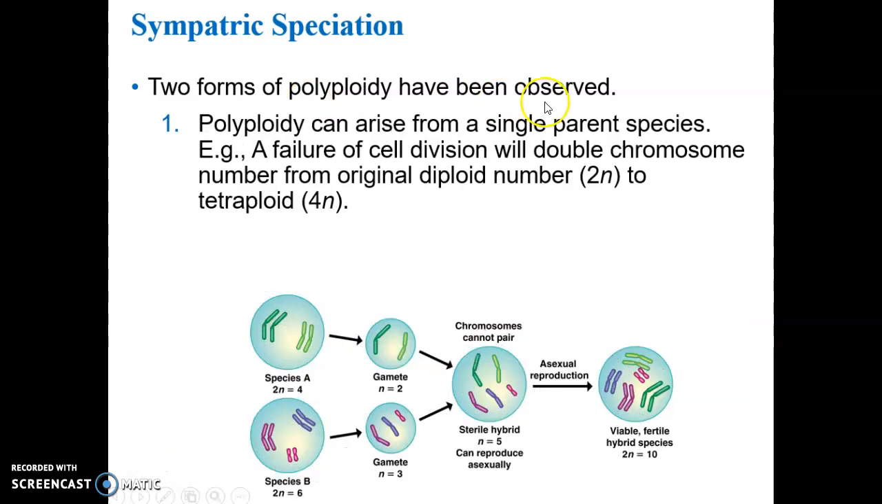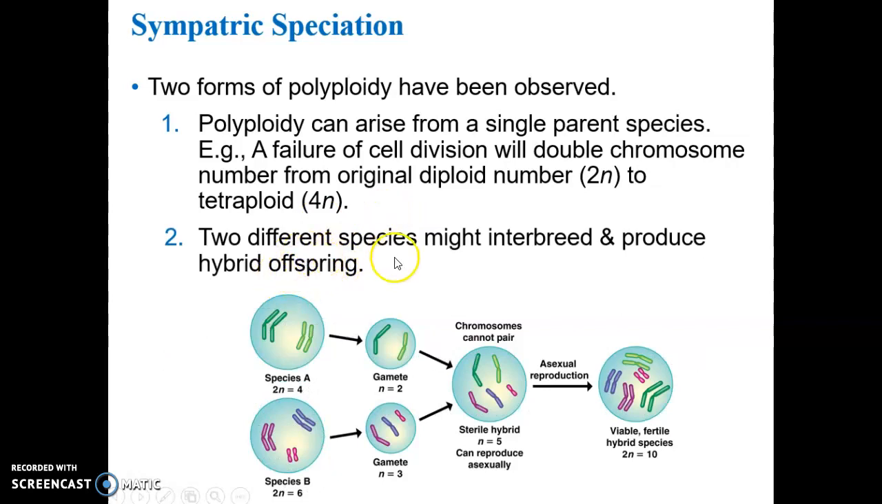So two forms of polyploidy are known. One form can arise from a single parent species, for example, a failure of cell division with double the chromosome number from the original diploid number. So instead of having your 2n diploid chromosome number maintained during cell division, if the chromosomes don't separate, you can get a situation where you have additional chromosomes in one of the daughter cells or in one of the gametes. And if the gametes successfully reproduce in the future, then you now have a tetraploid species from an original diploid species, and that tetraploid species will probably not be able to reproduce with the original parental diploid species. So then, by definition, that's a new species.